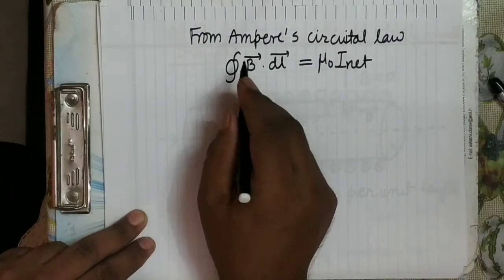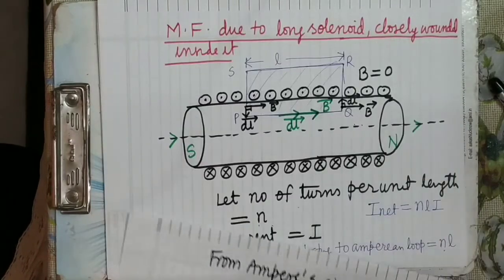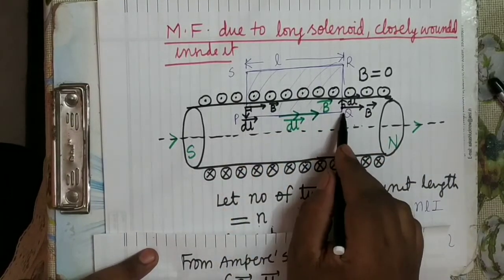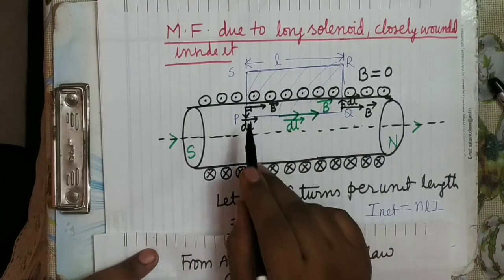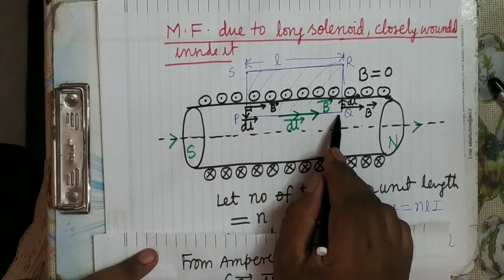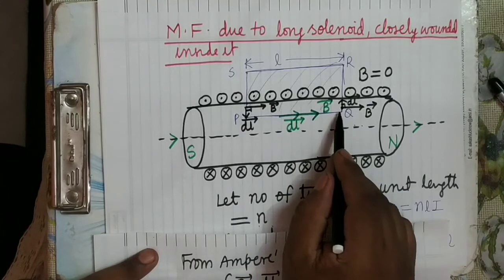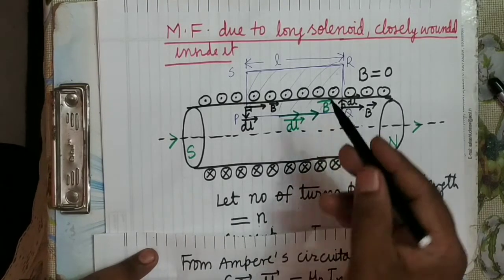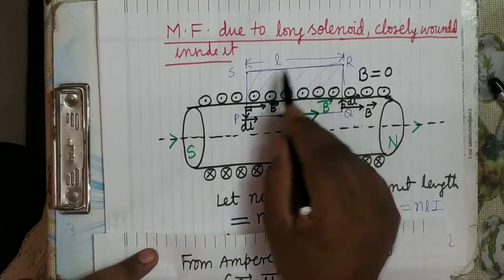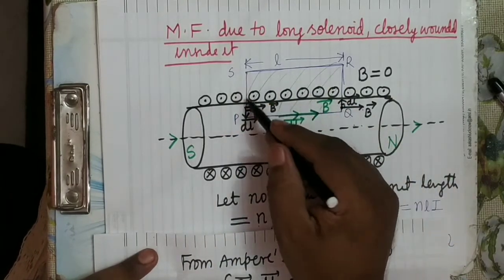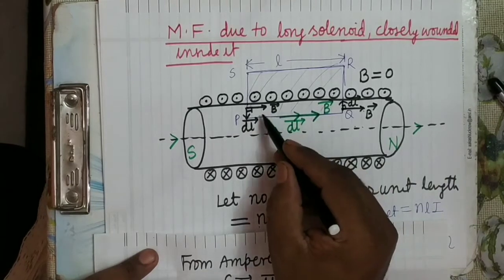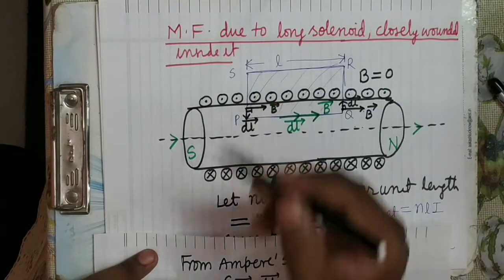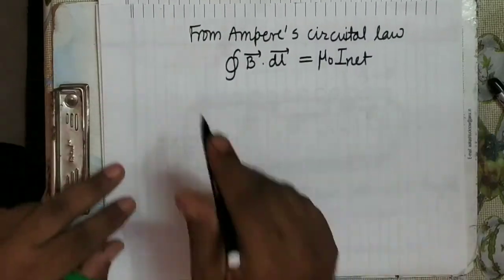Now, since the orientation of vector B and vector dl over the different portions of the Amperian loop is different, over PQ both are in the same direction. Over QR either vector B is perpendicular to vector dl or B is 0. Over RS, B is 0. Over SP also, vector B is either perpendicular to vector dl or it is 0. So we will split it.